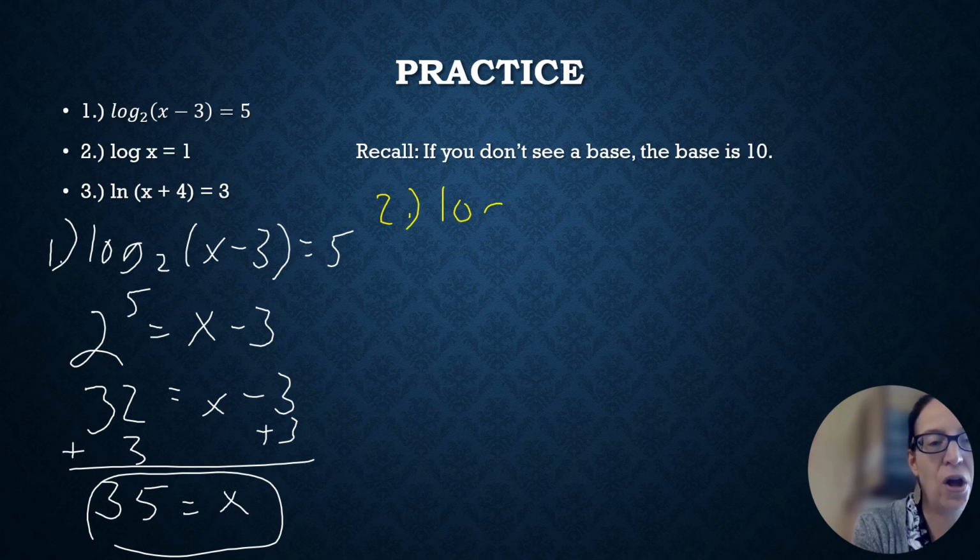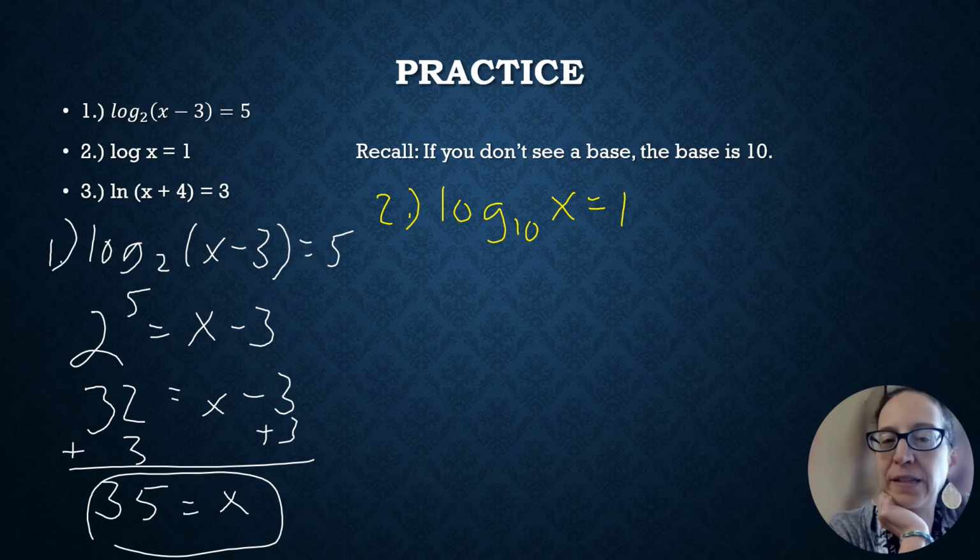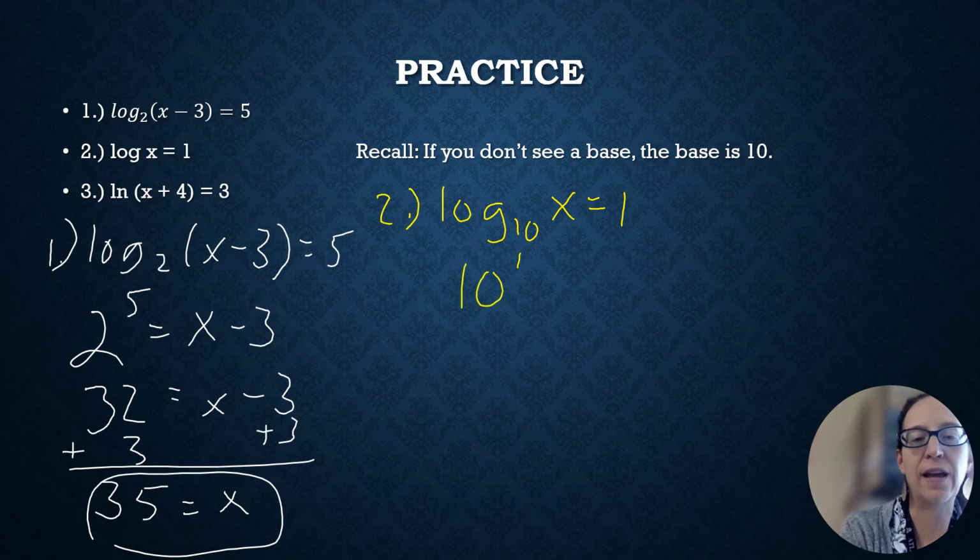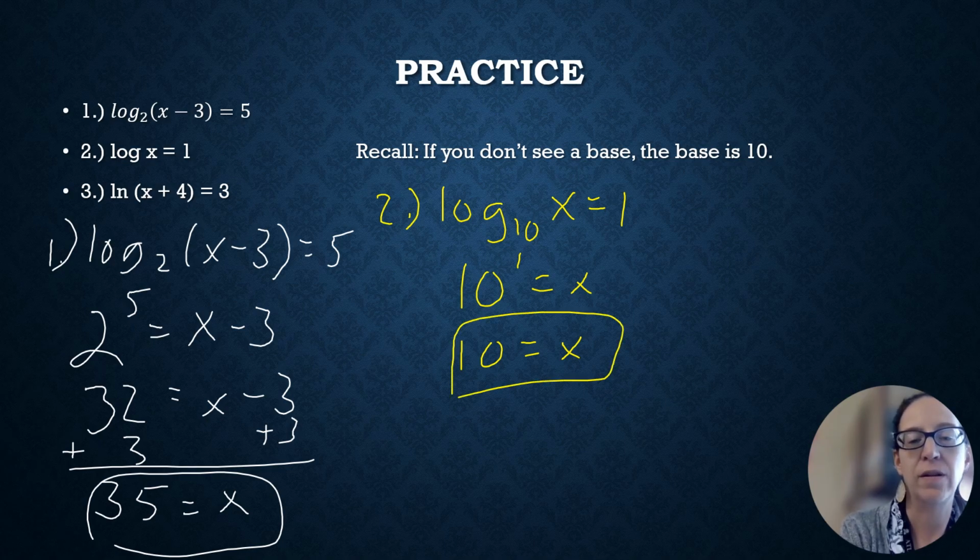Okay, second problem. We have log, and then remember, if you don't see a base, it is 10. It's called a common log. So this is log base 10 of x is equal to 1. And so when I change that over, I will have 10 to the 1st power equals x, which is just 10.